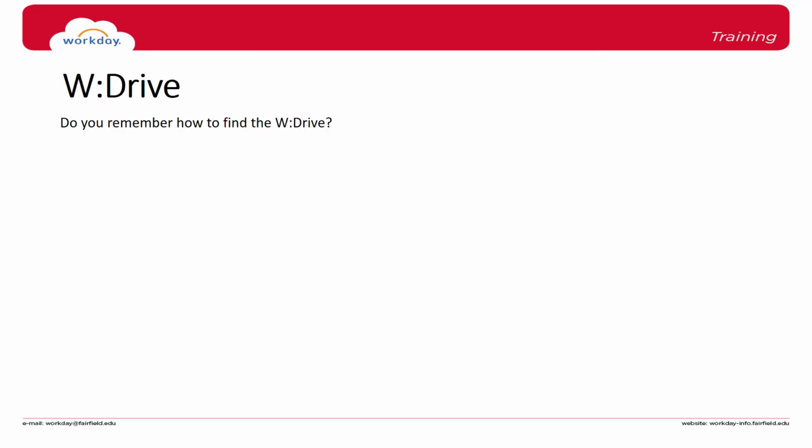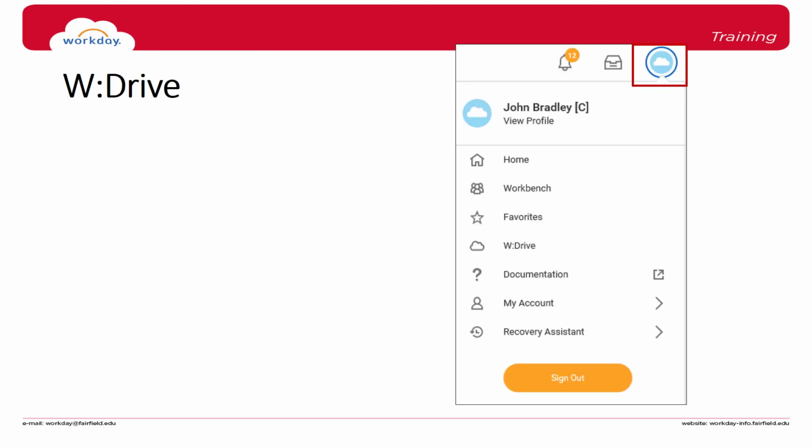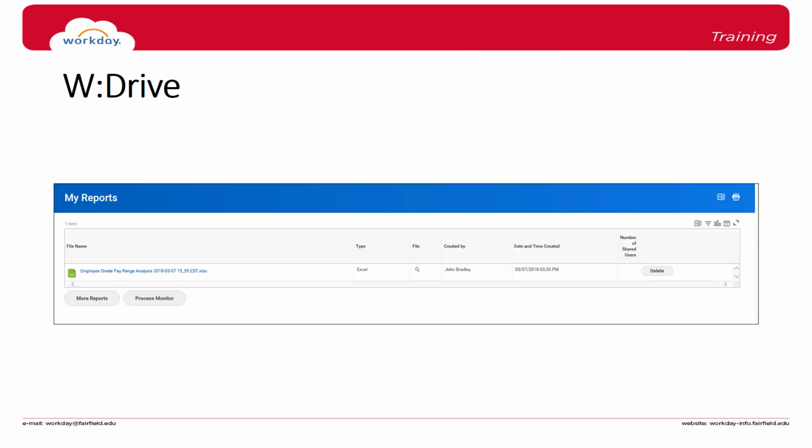Do you remember how to find the W drive? If you said click on the profile icon, you were correct. The Workday drive, W drive, is a virtual drive where you can store generated reports. There are several scenarios in which report output can be sent to the W drive. If you schedule a report, the report output is stored on the My Reports tab of your W drive. If you share a report, the report output is stored on the My Reports tab of the W drive of all report recipients.